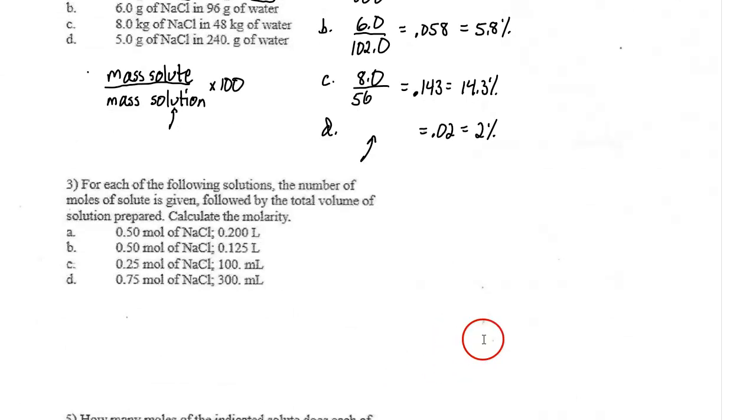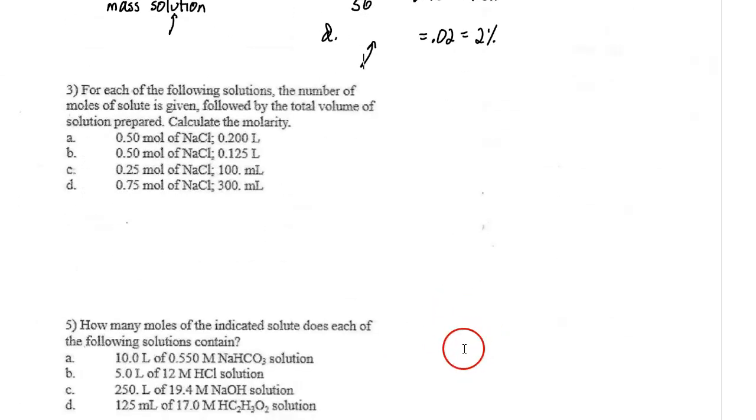Now question 3. This time, we're not asked to find the concentration of the sodium chloride solutions using percent by mass. We're asked to find the molarity. So all of the questions in this problem, we use the molarity formula. Molarity equals number of moles divided by liters. And that denominator has to be in liters. It can't be milliliters. So if you're given a number in milliliters, you divide by 1,000 to make liters.